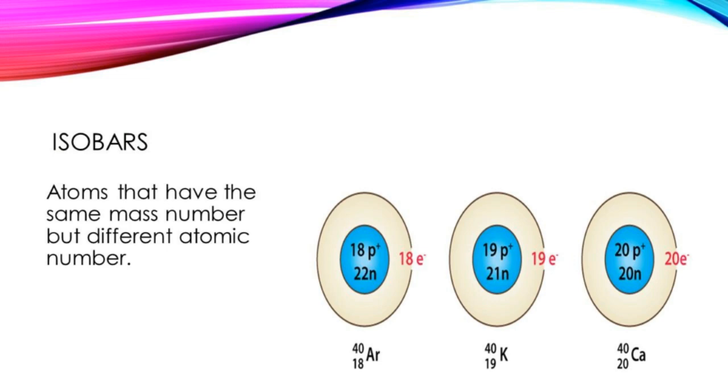In potassium, the atomic number is 19 and the mass number is 40. In the nucleus, there are 19 protons and 21 neutrons. Next, in calcium, the atomic number is 20 and the mass number is 40. So in the nucleus there are 20 protons and 20 neutrons. So these are atoms of different elements having the same mass number but different atomic numbers. So these are called isobars.